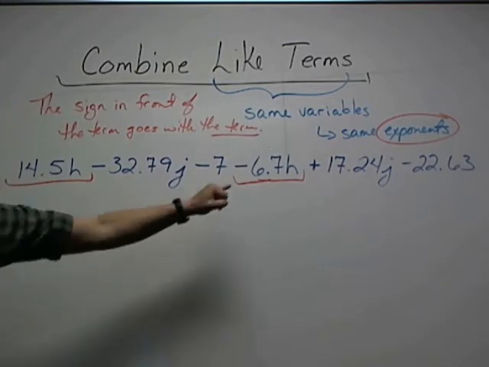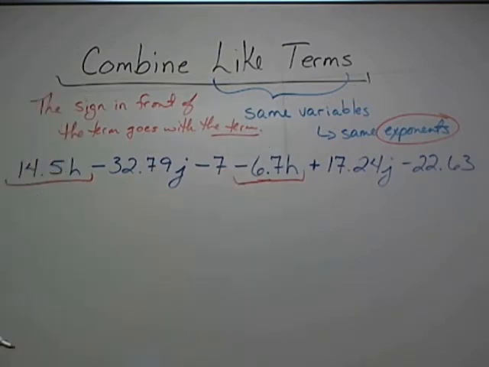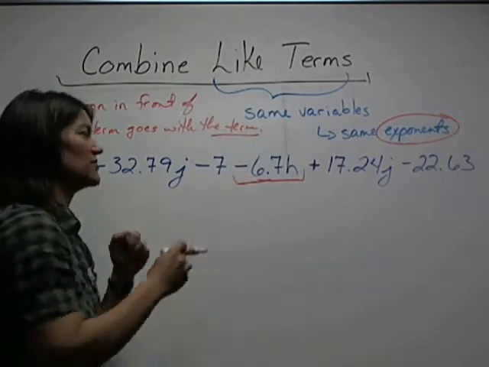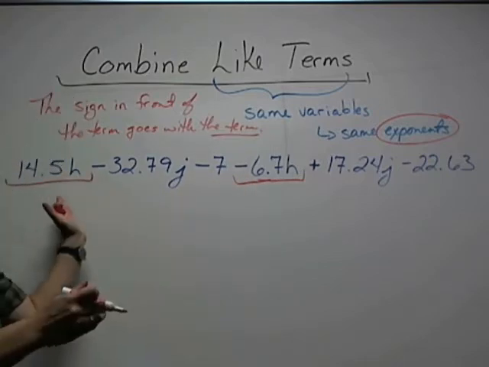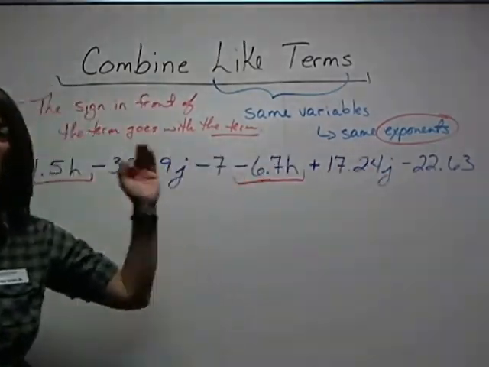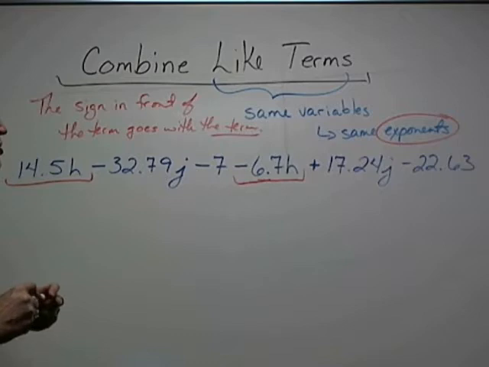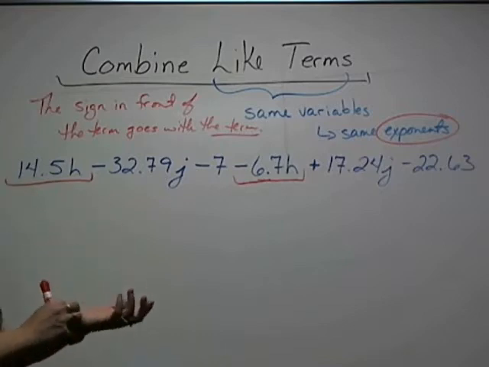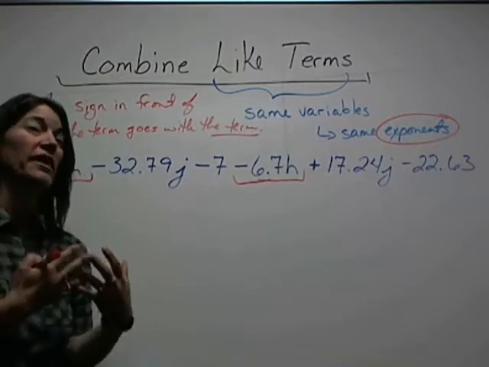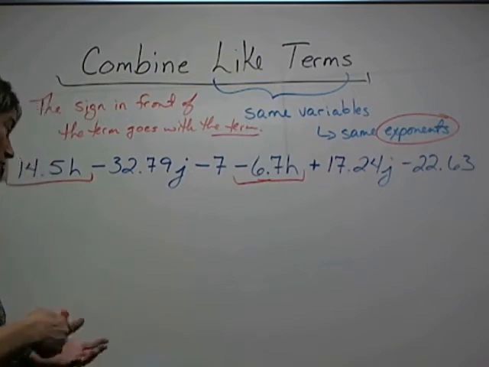So that means that this 6.7H is a negative. So I have a positive 14.5 and I have a negative 6.7. Because all these terms are just being glued together by adding and subtracting, we still have that same concept, in which we're adding these terms. That's why we're looking for like terms. We only add or subtract like terms.